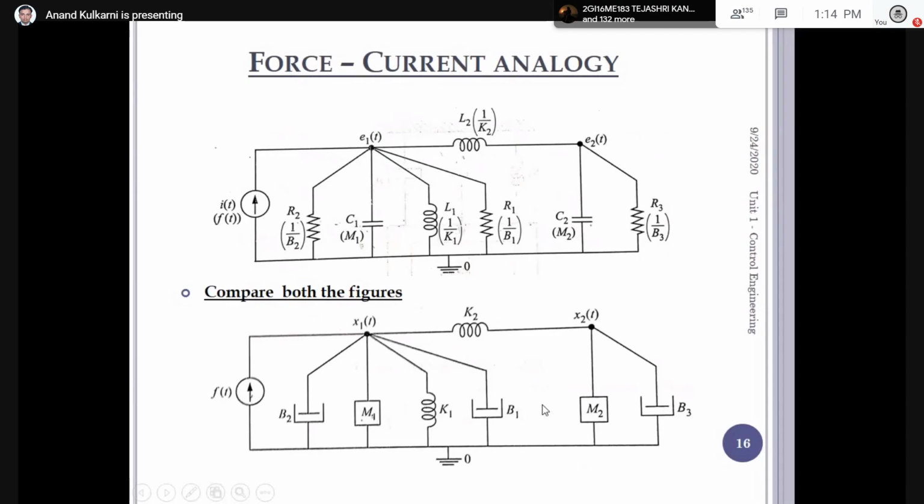So you can see here, both systems are similar, and correspondingly these terms are equivalent in both because they have the same differential equation. So this is nothing but the force current analogy. It means that if I want to replace the equivalent mechanical system with an electrical system, since both will have similar dynamic characteristics because they have similar differential equations, I am replacing with this. So this is our equivalent electrical system.